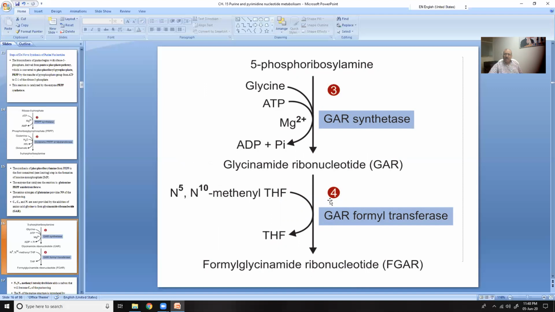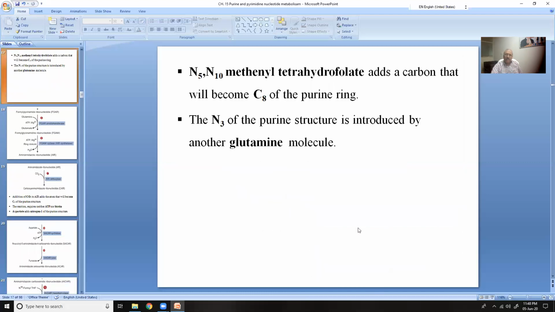Then it is giving us formyl glycinamide ribonucleotide by N5,N10-methenyl THF. N5,N10-methenyl tetrahydrofolate adds a carbon that will become C8 of the purine ring. The N3 of the purine structure is introduced by another glutamine molecule.